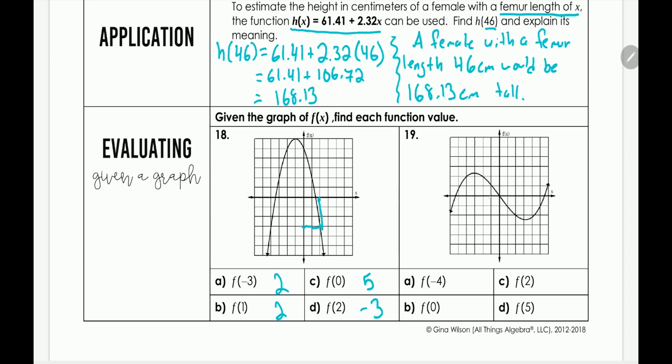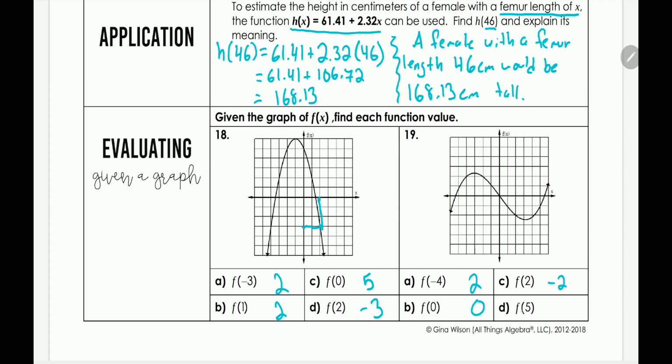So we go to negative 4. 1, 2, 3, 4. We go up to the graph. It hits here. We look over to the y. That looks like it's at 2. Letter B, we have f of 0. It's right here. We don't really have to go anywhere, so that means that the y would also be 0. C is f of 2, so we go over to 2. This time we have to go down, touches the graph here. We go over to the y-axis, and that's negative 2.